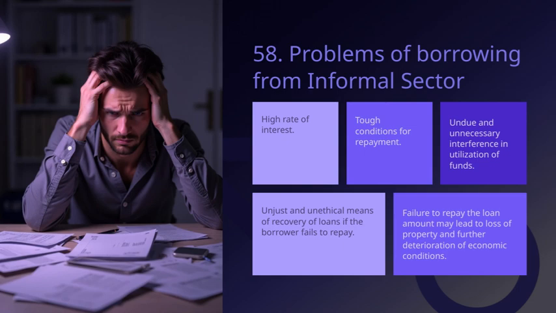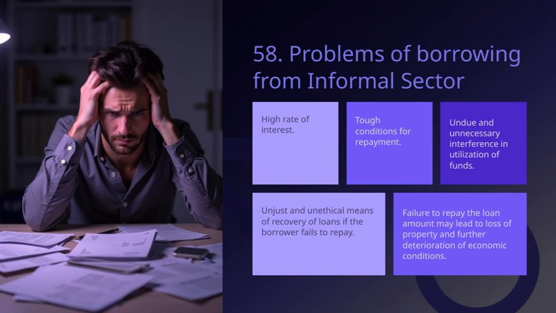Now, let's talk about some of the problems faced when borrowing from the informal sector. One major issue is undue and unnecessary interference in the utilization of funds. This means that lenders or other parties may unnecessarily control or influence how the borrowed money is used, which can create complications for the borrower. Another critical point is the risk of failure to repay the loan. If the borrower can't pay back the loan, it might lead to the loss of property, such as land or assets, and this can cause their economic conditions to worsen further.